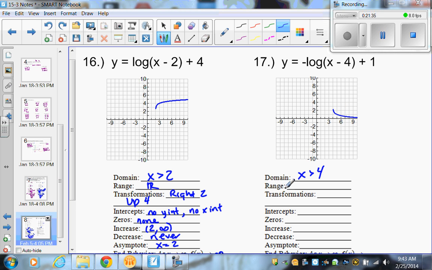Your range, it's going to continue going up here very slowly and going down very slowly, so it's going to be all real numbers. Transformations, well, now you notice that there's a negative out front, and you will also notice that instead of going up, it's now going down, so that's going to be a reflection across the x-axis. The -4 really shifted to the right 4, and the +1 moved it up 1.